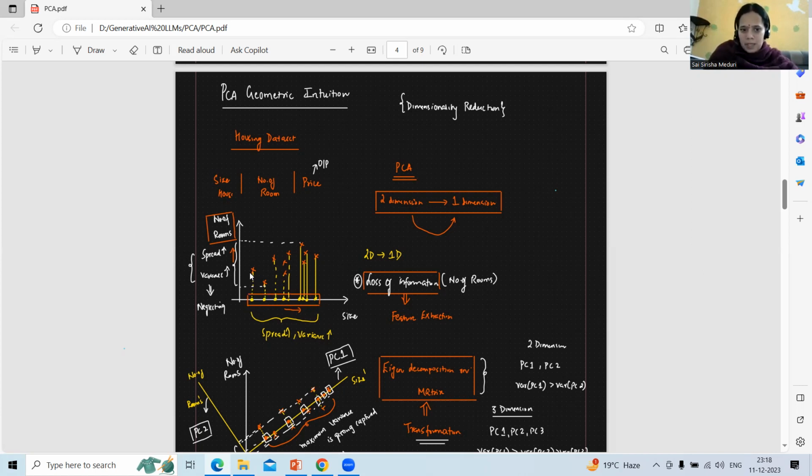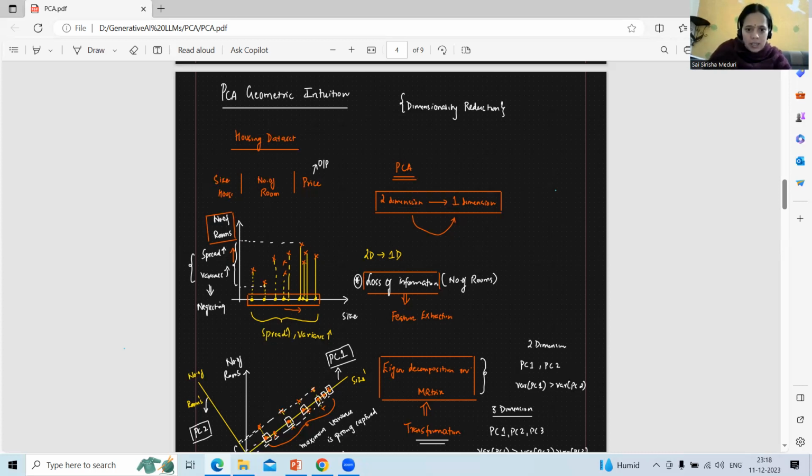But the problem is, if you project like this, the number of rooms will come down to the origin here, and we will not have information about number of rooms. We will lose this information about number of rooms if I project the points directly onto the corresponding axis. You're getting it? Similarly, if I project this side, I will lose size information. But if I project this side, I will lose number of rooms information. So I don't want to lose any information. I want all the information for my analysis.